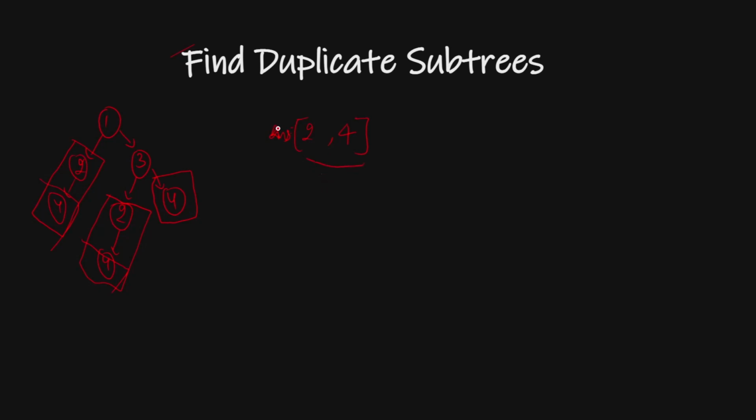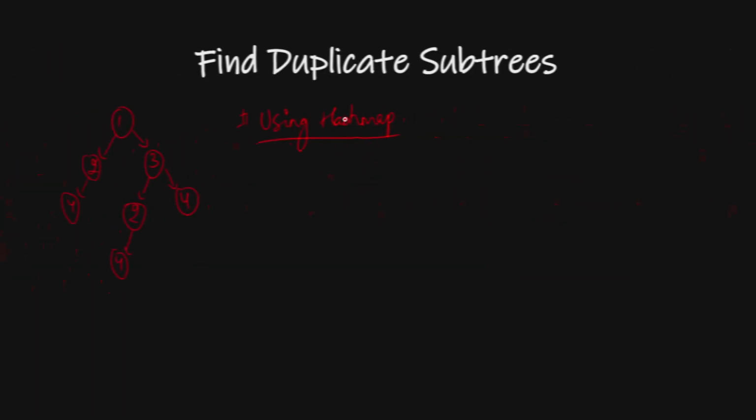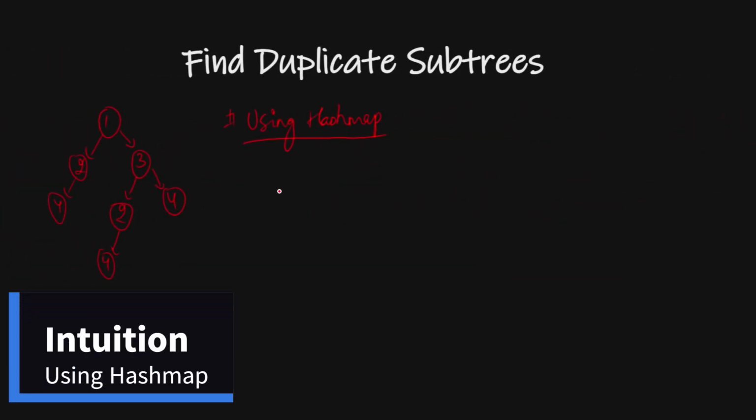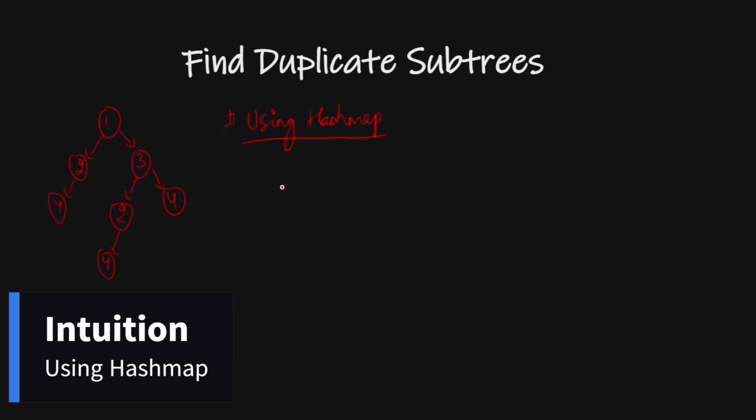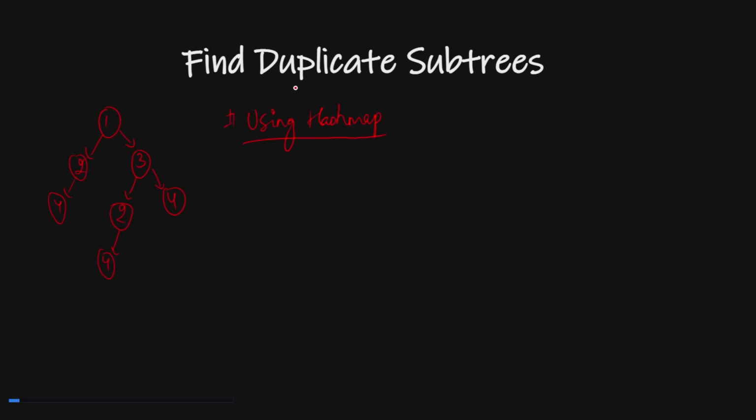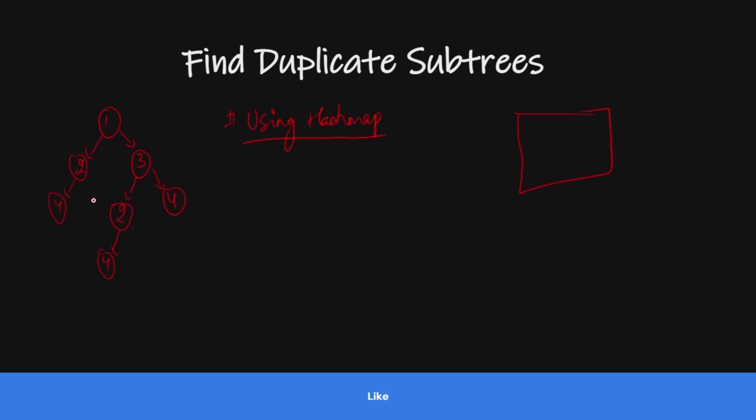So I hope it is clear. Now let's understand how we can solve this problem. Whenever we have to find a duplicate thing, we store our node somewhere while iterating. So what I am doing here is storing my nodes in a map so that I can see whether I have seen the same structure earlier or not.